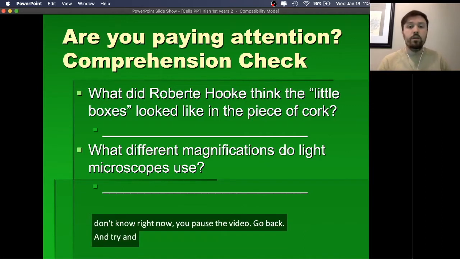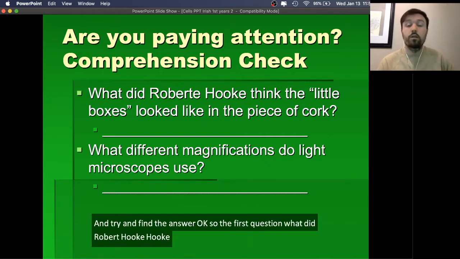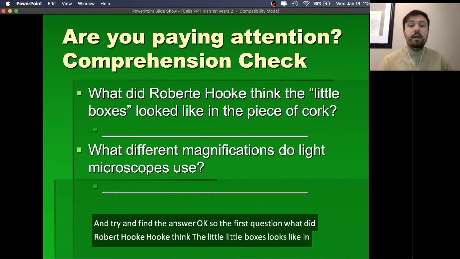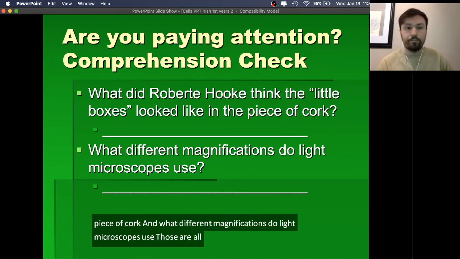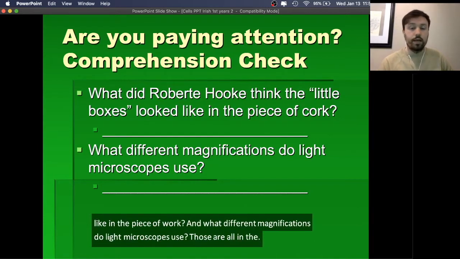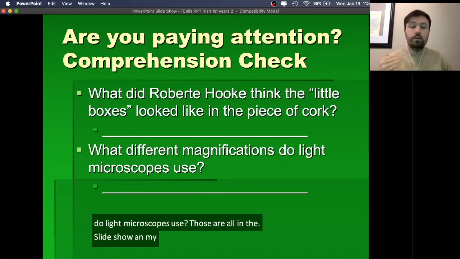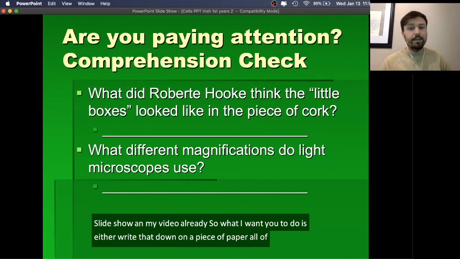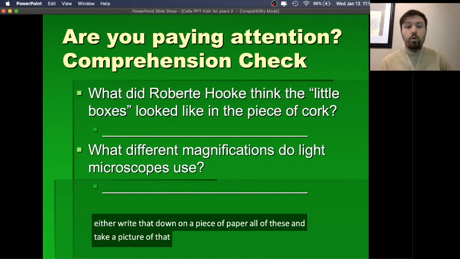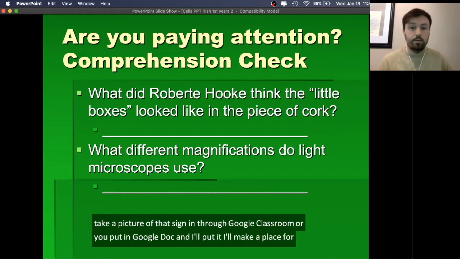So the first question, what did Robert Hooke think the little boxes looked like in a piece of cork? And what different magnifications do light microscopes use? Those are all in the slideshow and my video already. So what I want you to do is either write all of these down on a piece of paper, take a picture of that, and send it in through Google Classroom, or you put it in a Google Doc, and I'll make a place for you guys to submit that on Google Classroom as well.